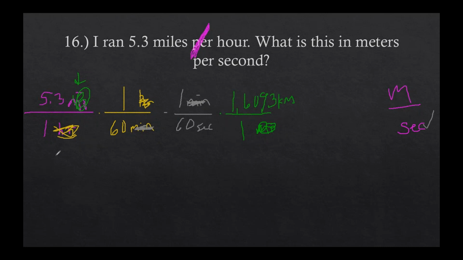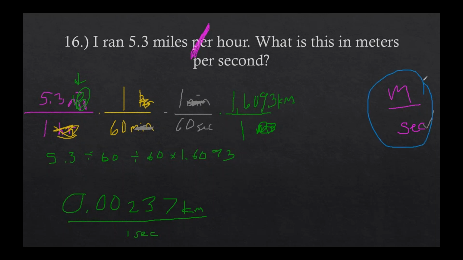So I'm going to go ahead and do this math. 5.3 divided by 60 divided by 60 times 1.6093. When I do that, I get a pretty small decimal. 0.00237. I'm just going to go ahead and round because I'm a little bit lazy. And that's kilometers per second. But that does not answer my question. And this is somewhat why I like to write this part over here of what's my goal.